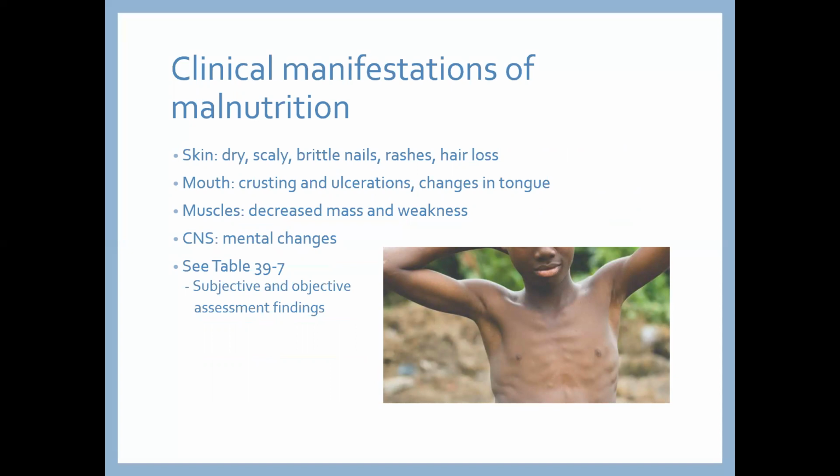We can usually tell when a patient has malnutrition going on. Especially if it's on a chronic basis, it's pretty obvious. So their skin would be dry, scaly. They could have brittle nails, brittle hair, hair loss, rashes. Their mouth may show signs of dehydration, so crusting and ulcerations, changes in the pattern of their tongue. Their muscles may be decreased in mass. They may have muscle weakness. They may have mental changes in terms of their central nervous system due to the lack of appropriate nutrition. So those are some of the more common findings. If you want a full comprehensive list of assessment findings, Table 39.7 does a good job summarizing those.